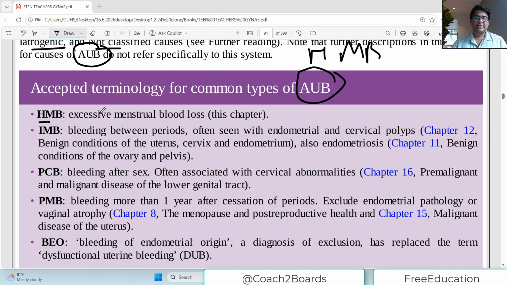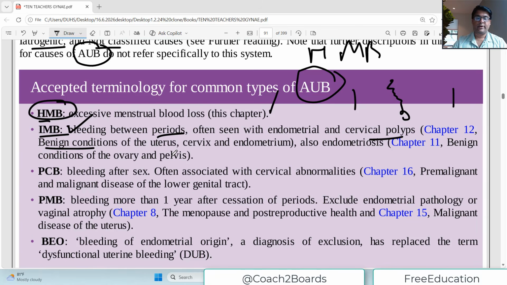कि what is HMB. This is excessive menstrual blood loss and this is the focus of this chapter, heavy menstrual bleed. Okay. Then there is intermenstrual bleed, which is the bleeding between the periods, often seen with endometrial and cervical polyps. Benign conditions of the uterus and cervix, also endometrium, they can all cause intermenstrual bleed. Obviously, I mean, if this is the date where you had the bleed and this is the date where you were expecting the next bleed, and you suddenly have bleed here, this is abnormal, right? Should not happen here. So there should be a cause for this. You have to look for it.